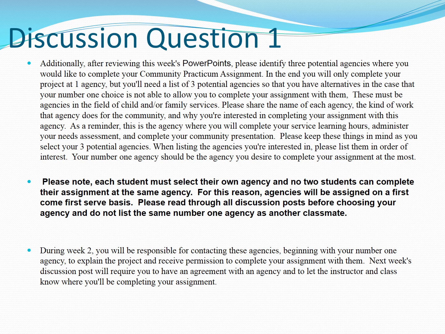And then during week 2, this is not for this assignment, but just to give you a heads up of where we're going. You're going to be responsible for contacting these agencies, beginning with your number 1 agency, to explain the project and receive permission to complete your assignment with them. And then in next week's discussion post, you're going to be required to have an agreement with that agency and to let me and the class know where you're completing your assignment. I do follow up with these agencies, so by next week, you're going to have gotten permission from someone at an agency, and you're going to tell us the name of the agency, the name of the person you spoke with, and how I can get into contact with them.